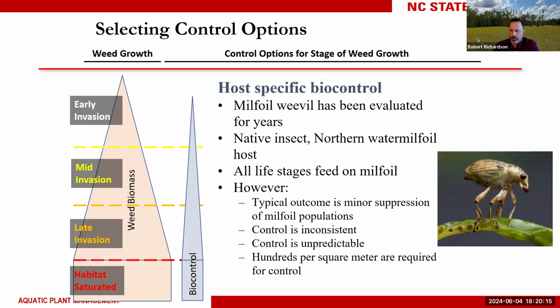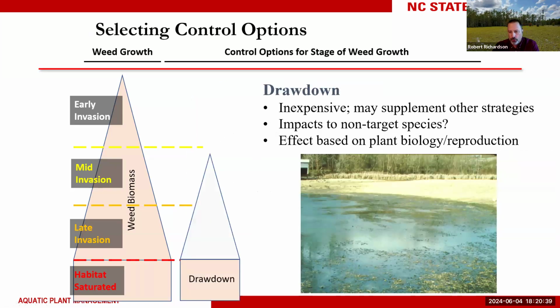So the typical outcome is that you get minor suppression of milfoil populations. Maybe 1 year you get something like control, but then the milfoil will come back. So control is inconsistent, generally unpredictable. It may be good some years, may be bad other years. And typically you need hundreds of individual weevils per square meter to obtain control. So you need a fairly high population of those weevils to actually get control. Drawdowns are available, but probably not an option for your part of the world.